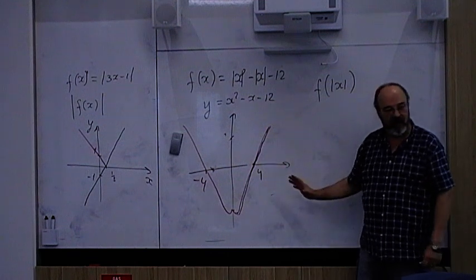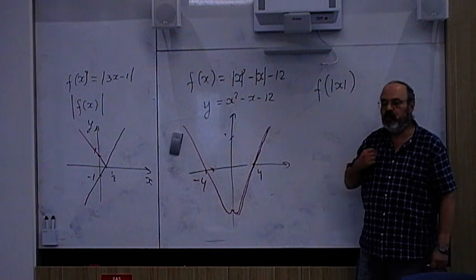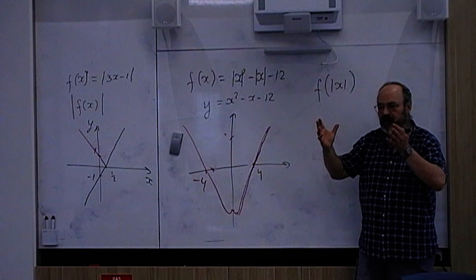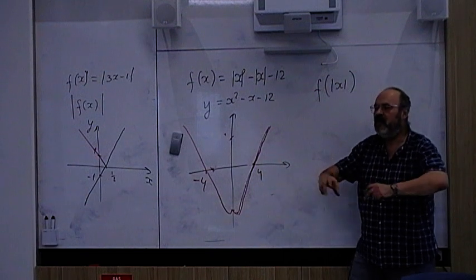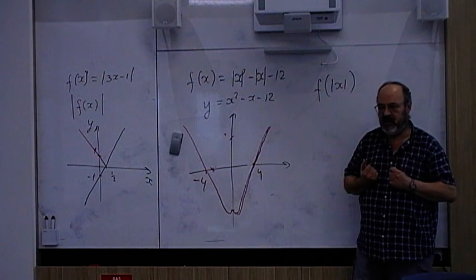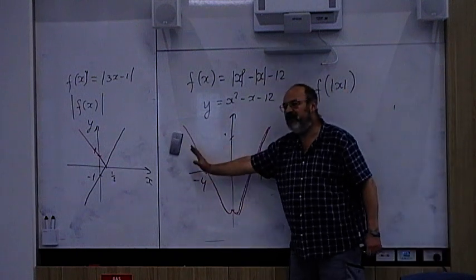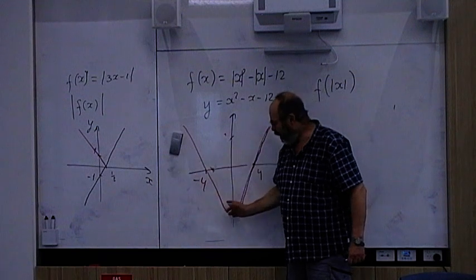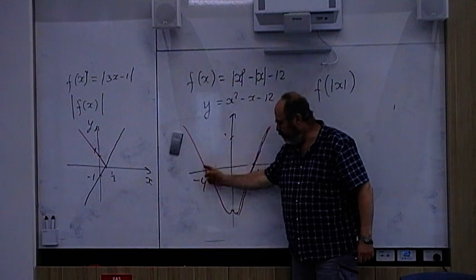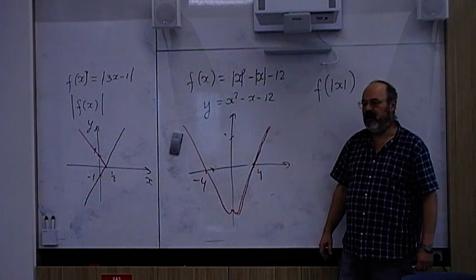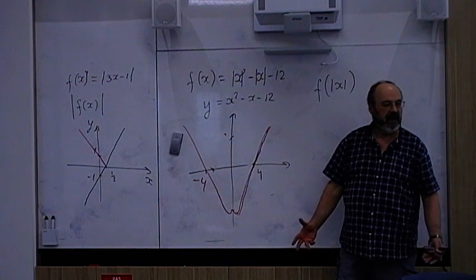Make sense? So if it's modulus of the function, we reflect the part below the x-axis in the x-axis. If it's modulus of x, we remove the left-hand side and make this part a reflection of the graph for positive x values. Make sense?